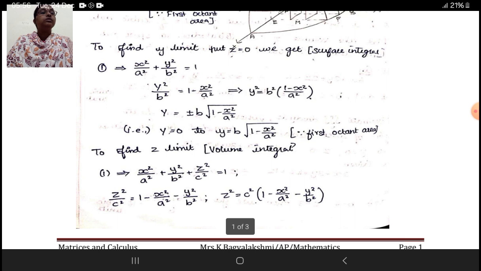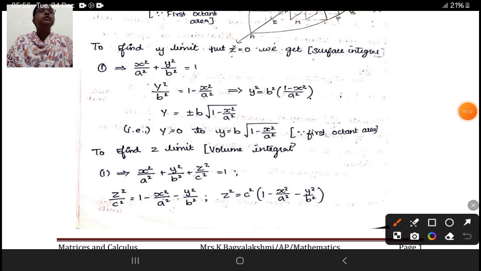Here we put z equal to 0 and get these two values. So from this, keep the y term on the left hand side and take the x term to the right side, and we get 1 minus x square by a square, and this b square we also take to the right side. So b square into 1 minus x square by a square. From this, y equals plus or minus b square root of 1 minus x square by a square. It is the first octant, so we take only the positive value.